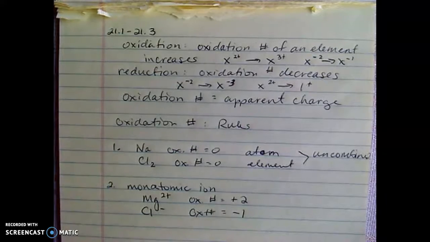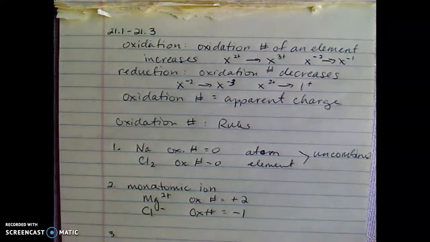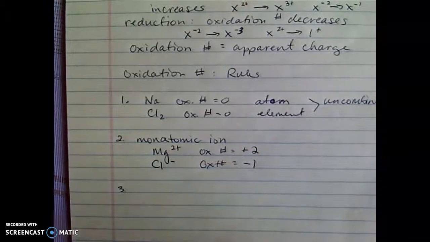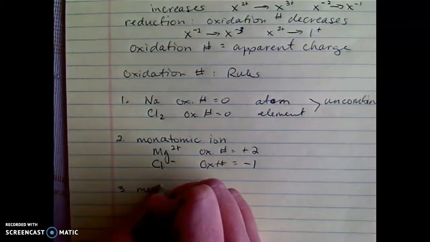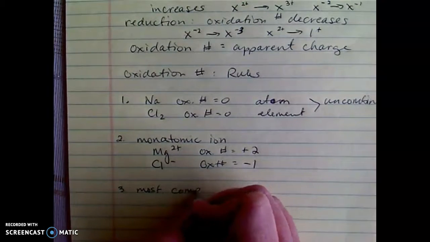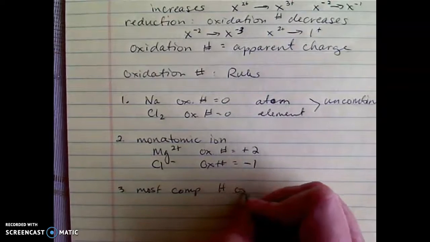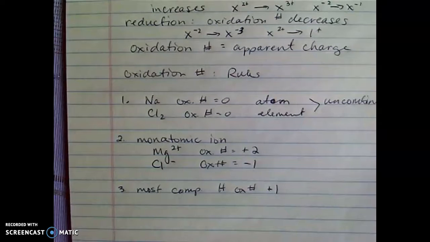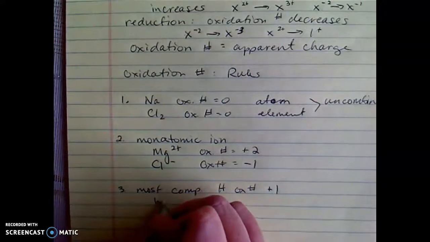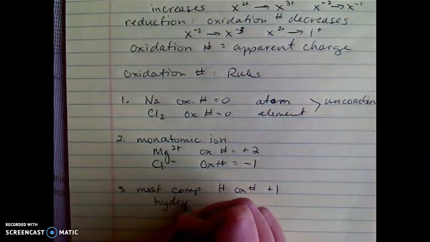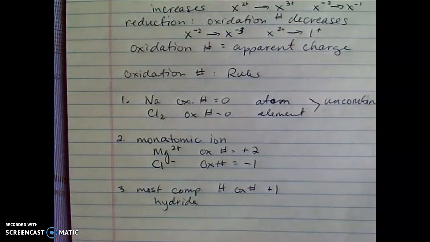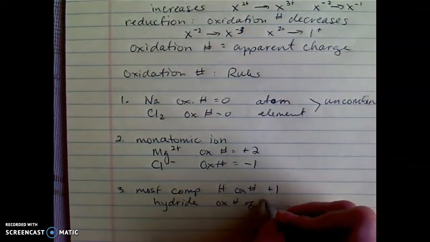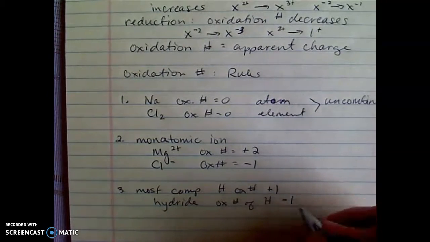Our third rule simply talks about hydrogen. In most compounds, hydrogen has an oxidation number of +1. There are very few exceptions. If you have what they call a hydride, and you'll know it by its name, like sodium hydride, then the oxidation number of hydrogen would be -1.